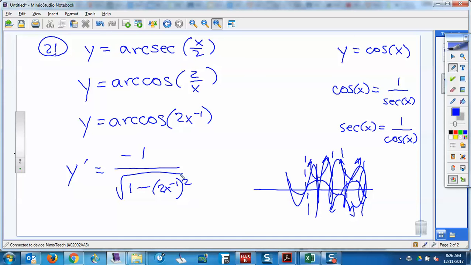So we have that. So -1 over the square root of 1 minus 2x to the -1 quantity squared, times the derivative inside, -2x to the -2. Okay? And now, what can we do with that? Mostly, it would be rearranging.